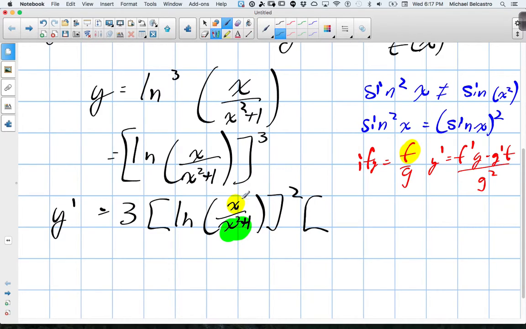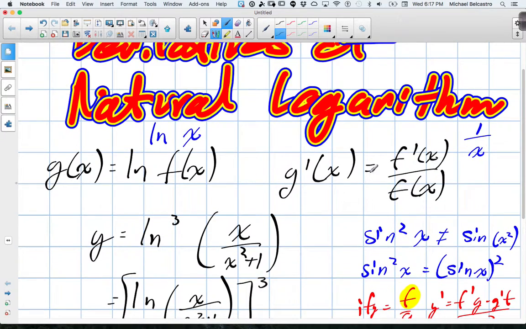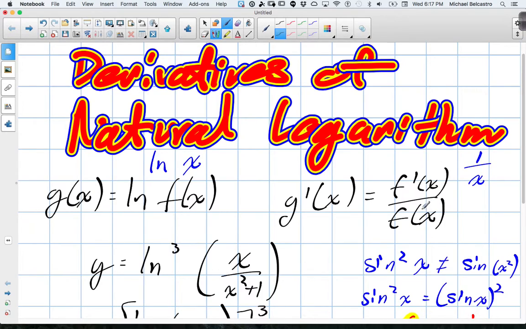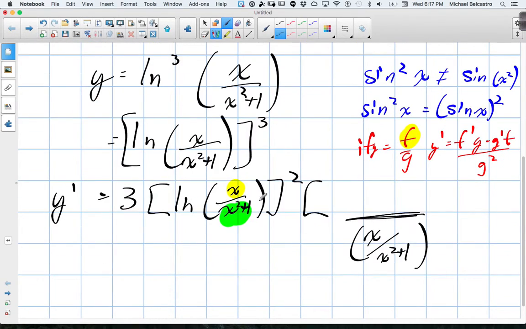So we will then derive this in the second part here. The top part of this is the quotient rule, so the whole thing we have to derive. We're going to derive the whole thing first, and then divide by the original. So actually, I'm going to write the original underneath here. The original is x over x squared plus 1. That's the original function for the ln, because remember we need f of x on the bottom.